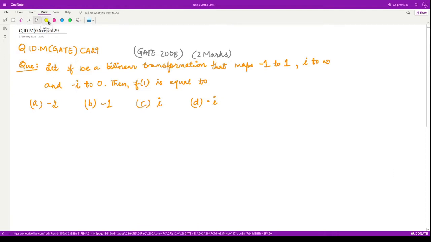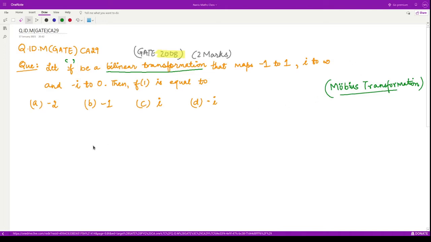In this video we shall take up a question from the 2008 paper, and this question is of 2 marks. The question says let f be a bilinear transformation. Here f represents the bilinear transformation. The bilinear transformation is also defined to be the Mobius transformation, right? This is a special kind of conformal mapping as we have discussed in the previous video.